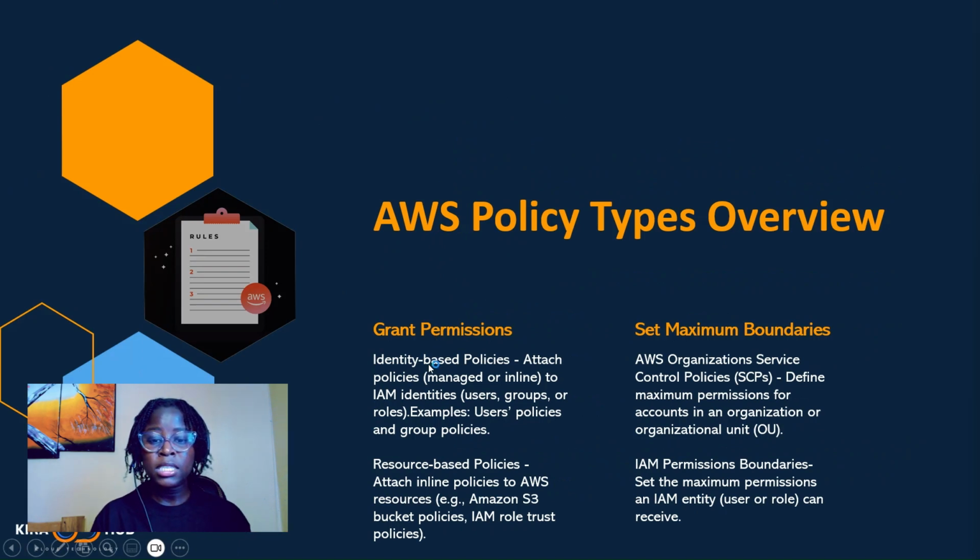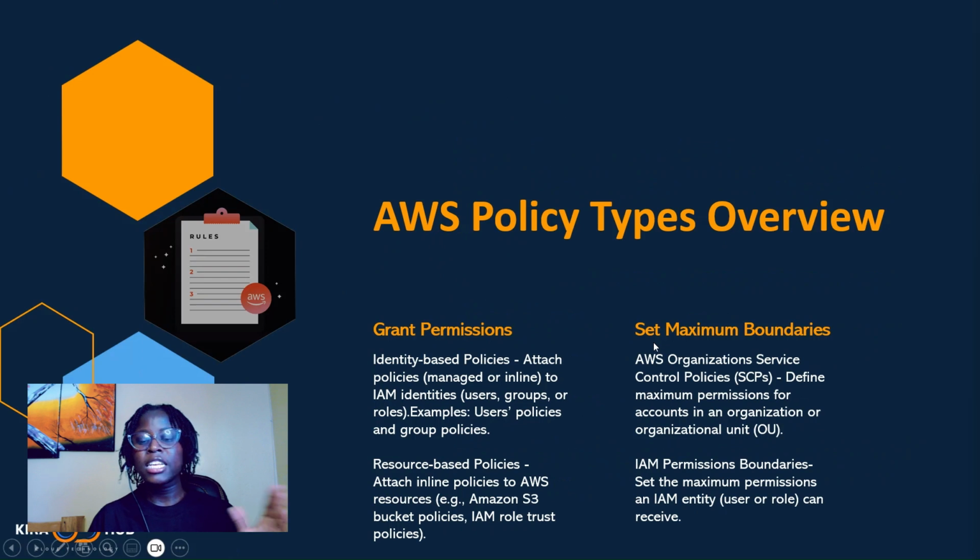With the policies that give us permissions, we have the identity-based policies. An example is the policy that we are creating for the users with the groups. We attach policies to IAM identities, users, groups, or roles, and those are identity-based policies. They give us permissions. And we also have resource-based policies that are attached to AWS resources.